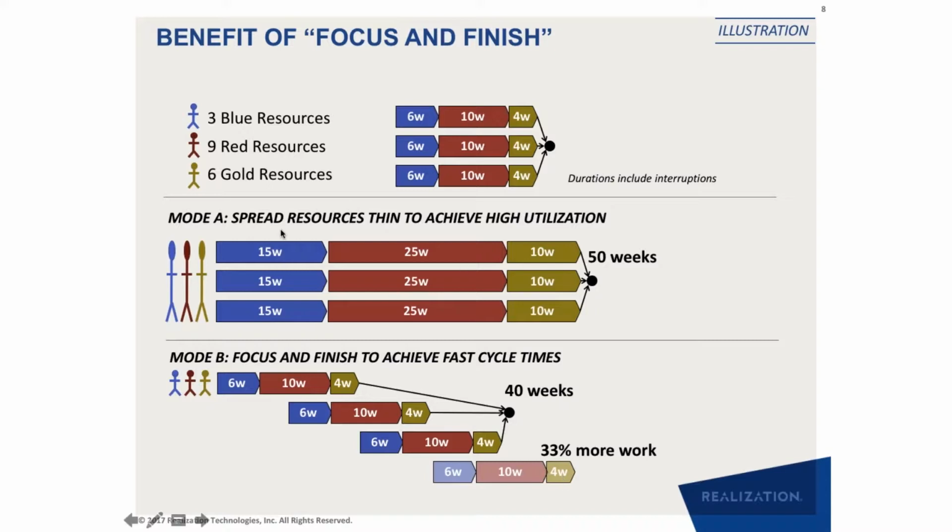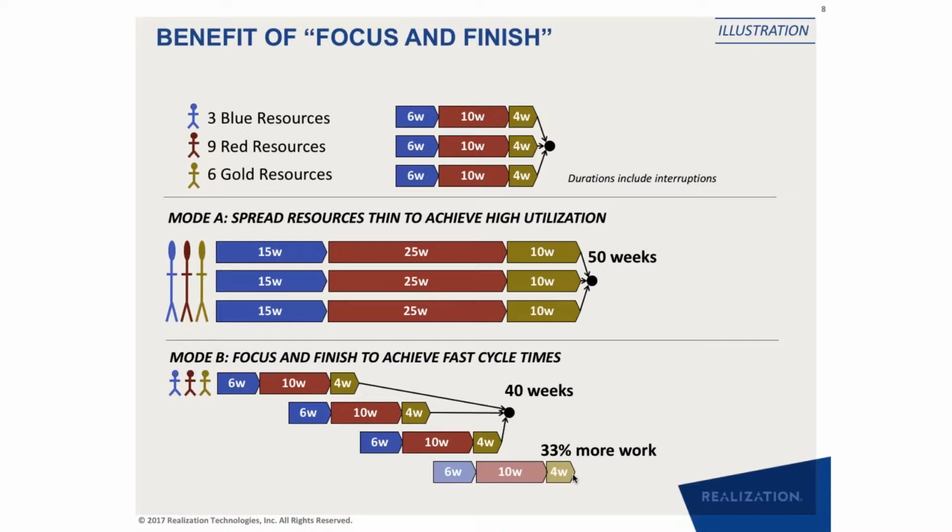But in this case, what I have assumed is that when we are spreading resources thin, we are actually more efficient at a task level. Unlike in multitasking, when we switch between tasks, we are less efficient. Over here, I have assumed that at a task level, you are more efficient when you spread your resources thin. And the point here is that despite being more efficient at the task level, at a project level or at a multi-project level, you are less efficient. Right, so this is the benefit of focus and finish.